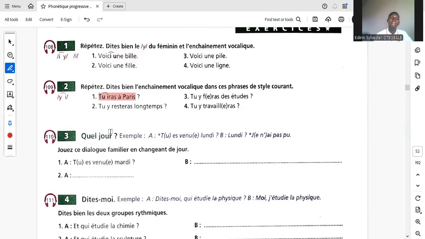2, Tu y resteras longtemps? Tu y resteras longtemps. Tu again. Tu y feras des études?